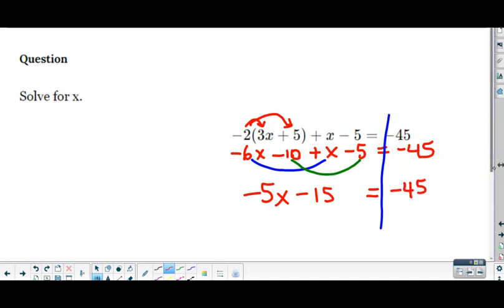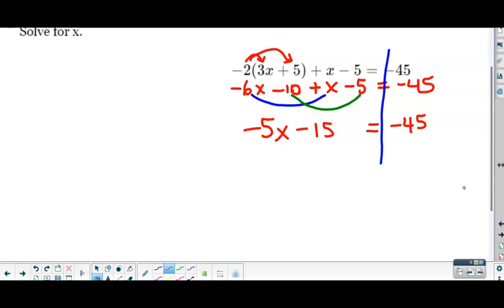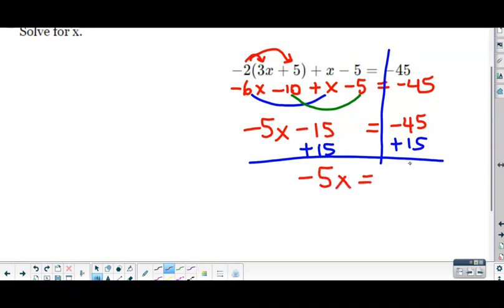Now I can start using my inverse operations. I see that the right side only has a constant on it, so I want all these constants to come over there. But in order to cross the equal sign, you need to use an opposite operation. Use your calculator to compute the math if you need help. Here, I'm going to get -30.